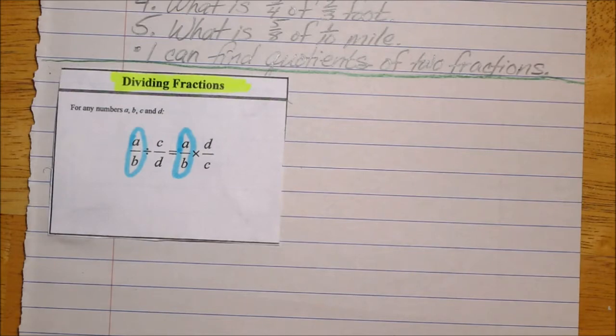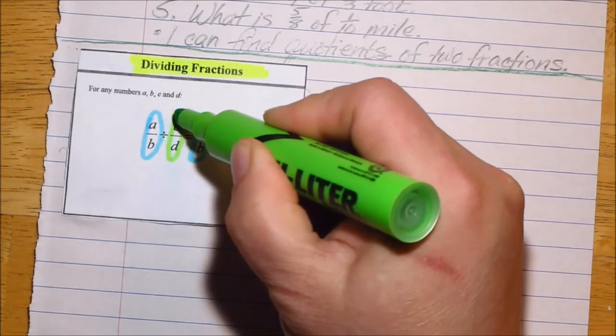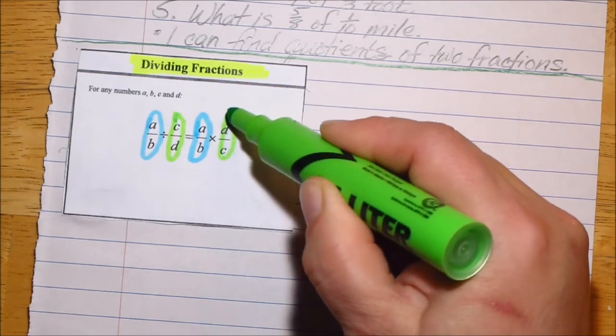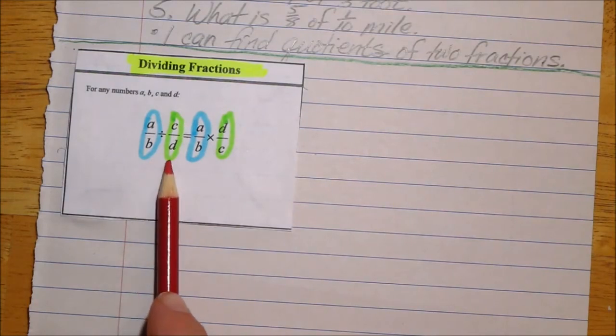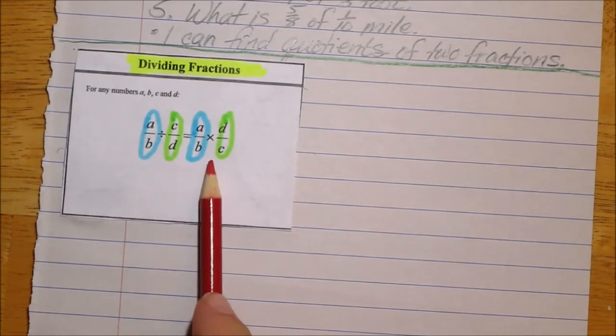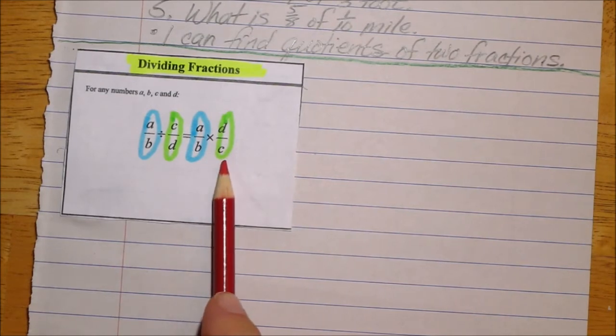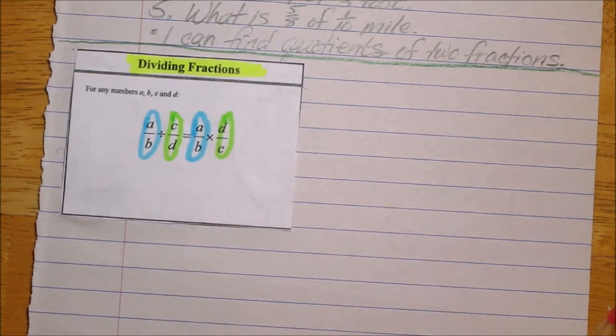But here's what does change. With my green highlighter, I'm going to circle the second fraction, or the divisor, and I want you to notice that when it's in its division form, it was c over d. When we changed it into a multiplication problem, it now became d over c. We flip it. We flip that second fraction, and that way it's now a multiplication problem that we can proceed forward with the same way we were taught in 5.2.